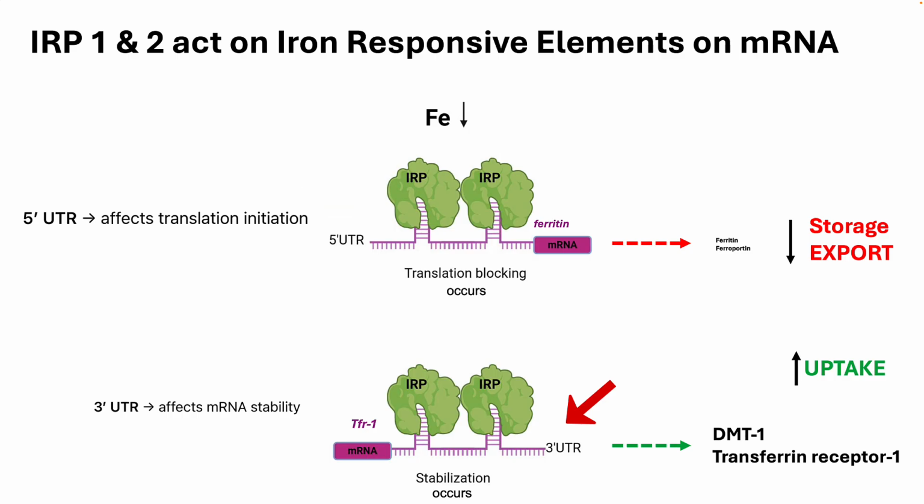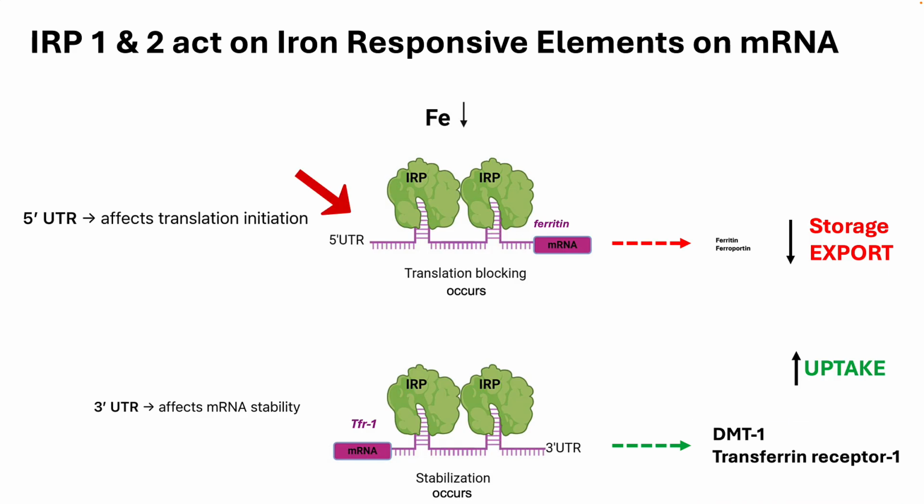When IRPs bind 3' end, it protects the mRNA from endonuclease degradation. This affects the transferrin receptor and DMT1, which can now be synthesized. As we know, increased number of transferrin receptors and DMT1 helps the cell take up more iron.